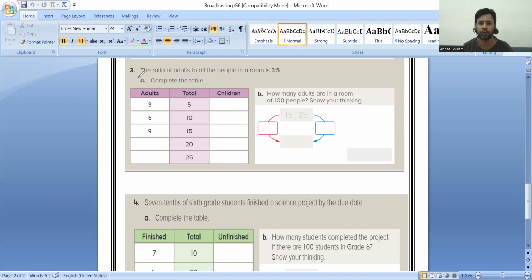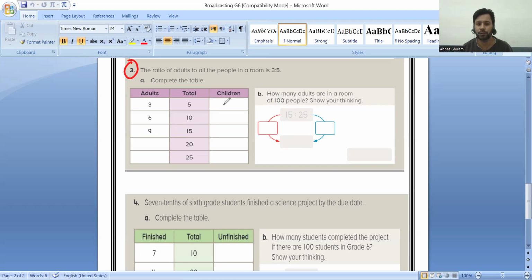This is example one. The ratio of the adults to all the people in the room is 3:5. So it means 3 people are adults and 5 is equal to total people. So 6 people are, for example, adults and 10 people are total. And 9 people are adults and 15 people are, for example, total.